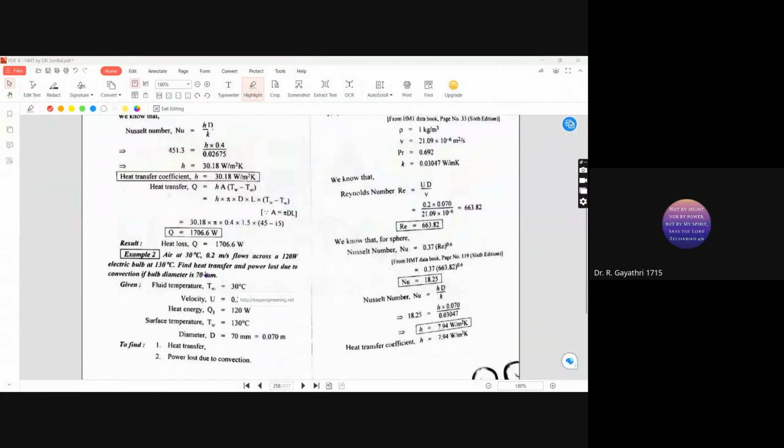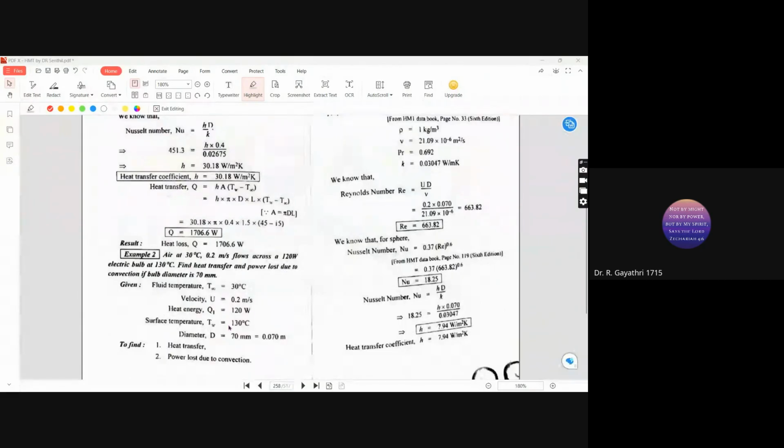Okay, next problem is on flow over sphere. It is not mentioned as sphere, but the bulb means sphere only. Shape of the bulb is sphere. Air at 30 degrees centigrade, 0.2 meter per second flows across a 120 watts electric bulb. At 130 degrees centigrade, find heat transfer and power lost due to convection if bulb diameter is 70 mm.